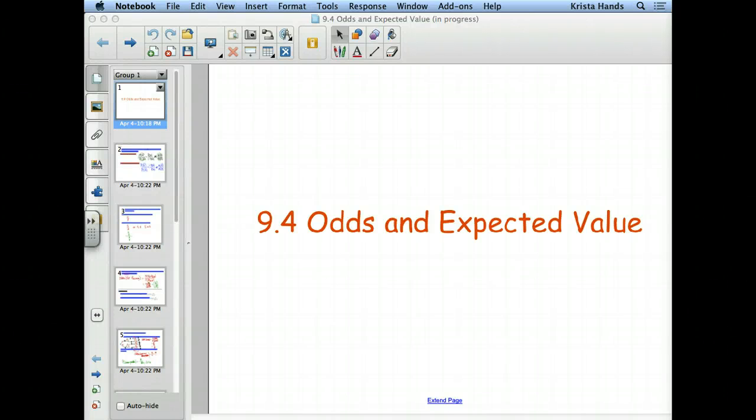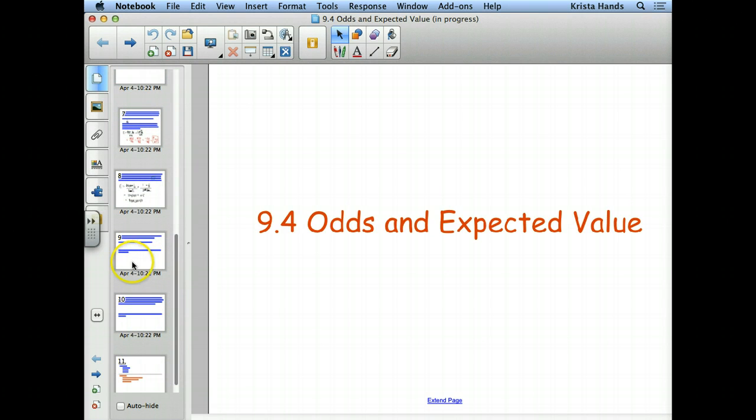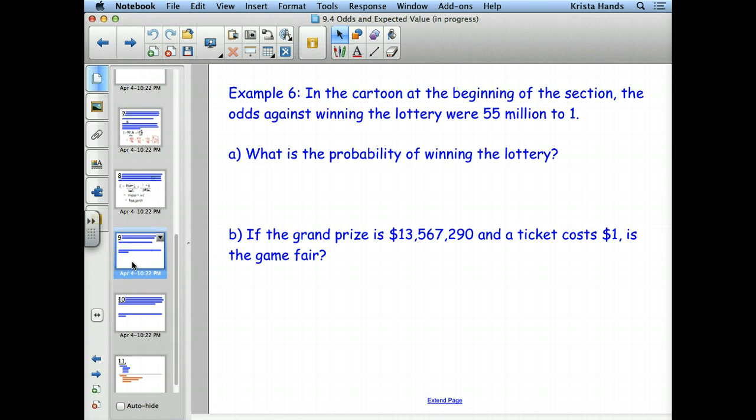Working at 9.4, we had one example left to take a look at. And so we're going to finish up with that one example about odds and expected value, and it is an expected value problem. So example number 6, if you were looking at your textbook, there's a cartoon at the beginning of the section, and it says the odds against winning the lottery are 55 million to 1. So the first question relates to the idea of odds and probability together. If the odds against winning are 55 million to 1, what is the probability of winning?